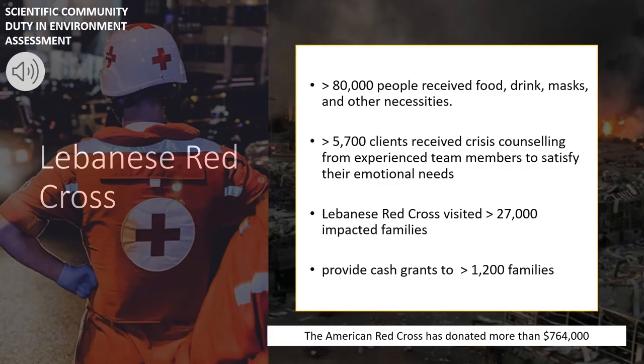Other than that, the main response activities by the Lebanese Red Cross include rushing to the scene of the explosion to assist life-saving efforts. The team rescued and treated injured people as well as providing life-saving blood. More than 80,000 people received food, drink, masks, and other necessities. Over 5,700 clients received crisis counseling from experienced team members to satisfy their emotional needs.